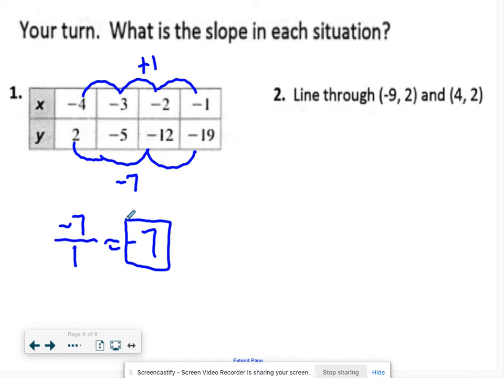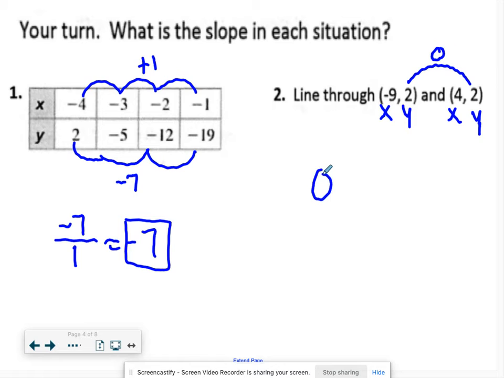Okay, number 2 is kind of weird. They just give us ordered pairs. So what letter comes first, the x or the y, on an ordered pair? X, yeah. So x, y, x, y. And now let's see. How do I jump from 2 to 2? So we can look at our y values. How do you go from 2 to 2? 0. You're staying the same, right? So it's just the big old 0.